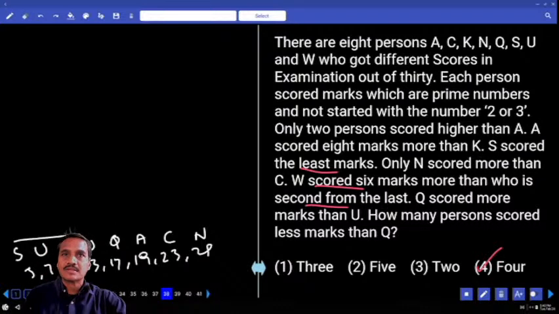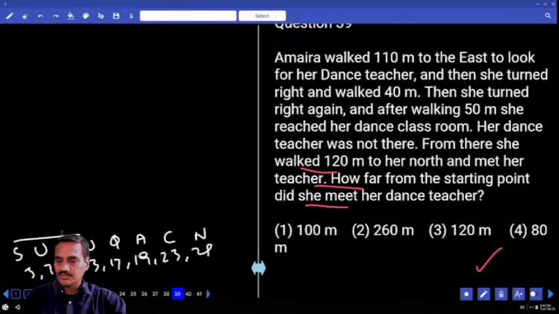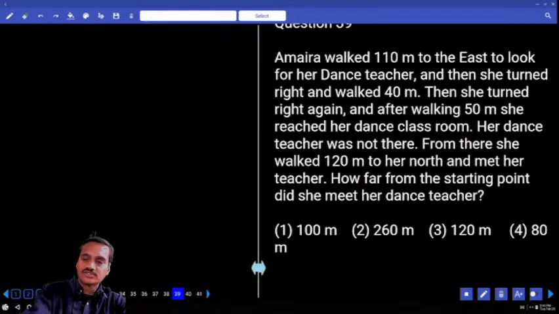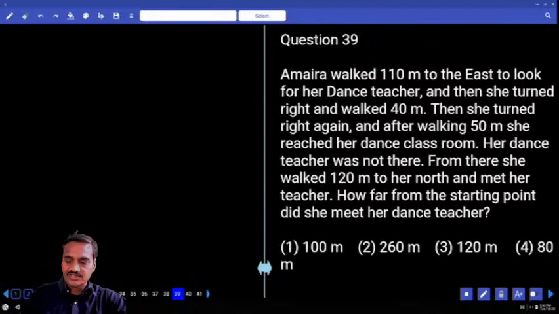Is it correct? Then coming to 39. Now this Amira walked 110 meters east to look for a head dance teacher.